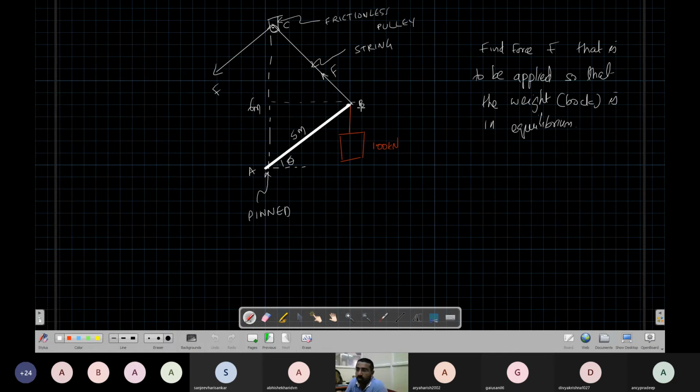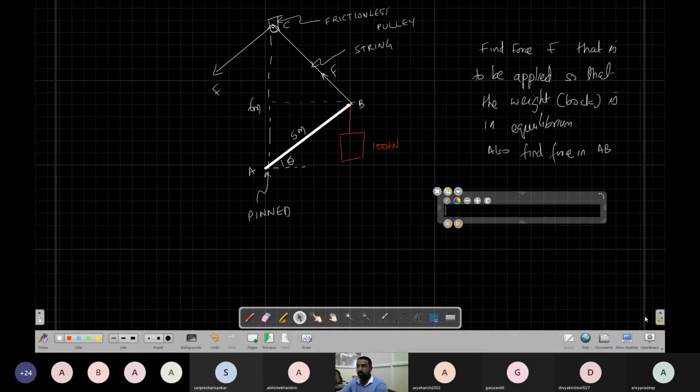You also tell me the force in AB. You can find how much force comes in this one member. Okay, so you calculate this. In the meantime, I'll type this question in, so that when you read it later it is not difficult to read.